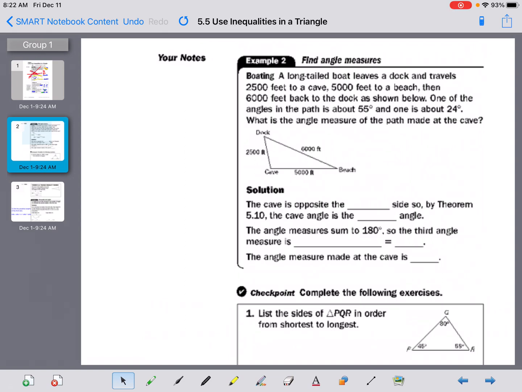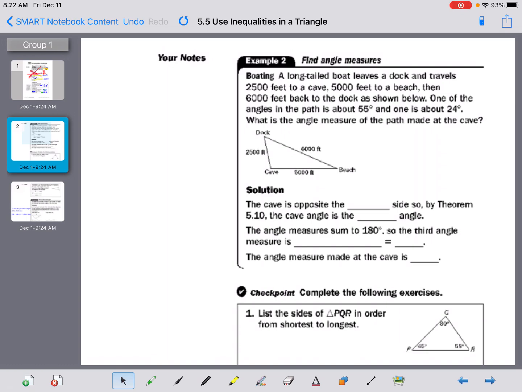Okay. We have a long-tailed boat that leaves the dock and travels 2,500 feet to a cave, 5,000 feet to a beach, and 6,000 feet back to the dock as shown. One of the angles in the path is about 55, and one is about 24. What is the angle measure of the path made at the cave? Okay. I have one slight problem. They only gave me 2 angles. Don't triangles have 3 angles?